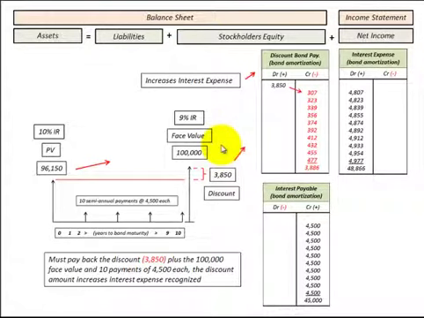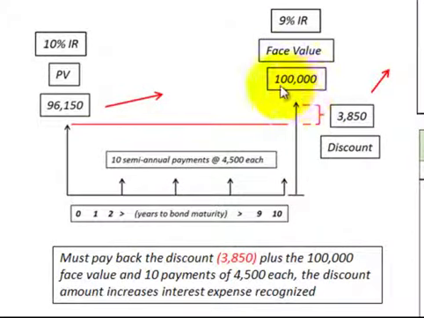Okay, let's look at how this discount to bonds payable increases our interest expense. So we issue a $100,000 face value of a bond, and we receive only $96,150 for that bond. So we have a discount amount here of $3,850. Now that's $3,850 less than its face value here. So what this $3,850 is, we have to pay that back essentially, plus the $100,000 face value, and then those 10 semi-annual interest payments of $4,500 each. So this discount amount increases the expense that we have to recognize on that bond.